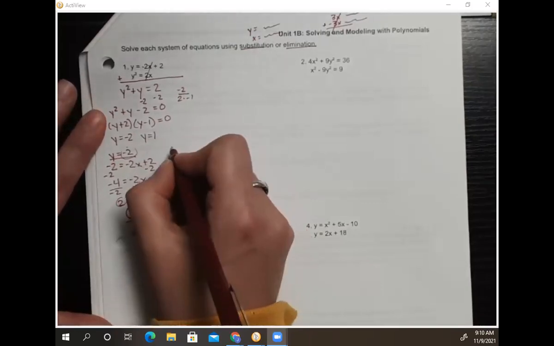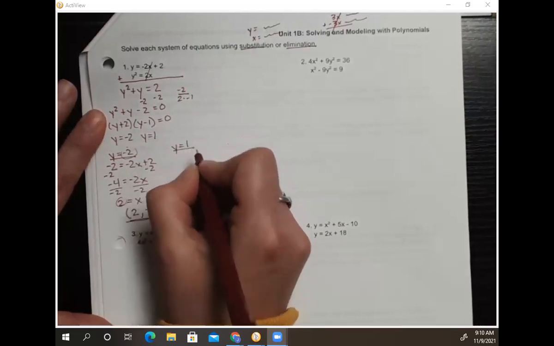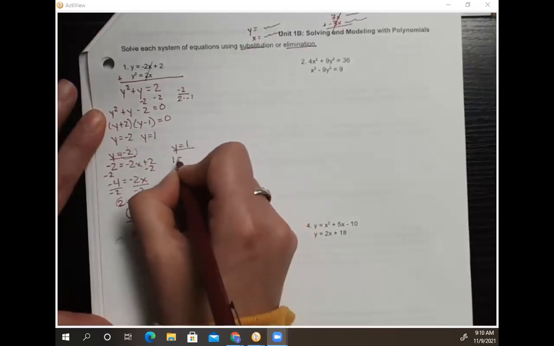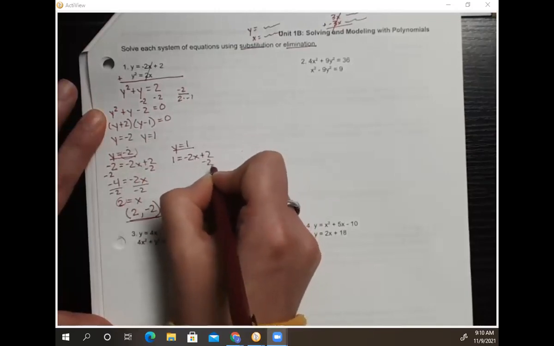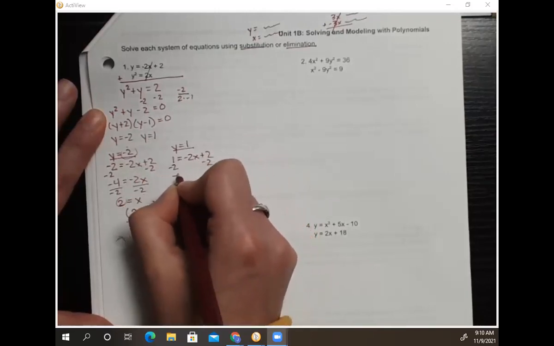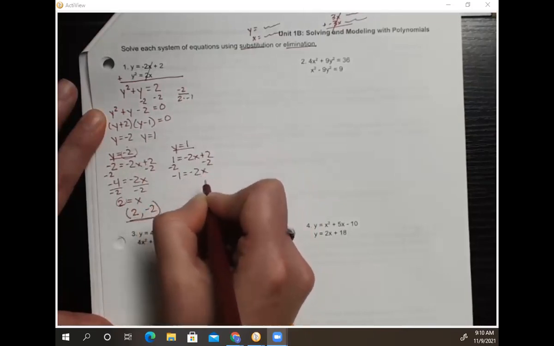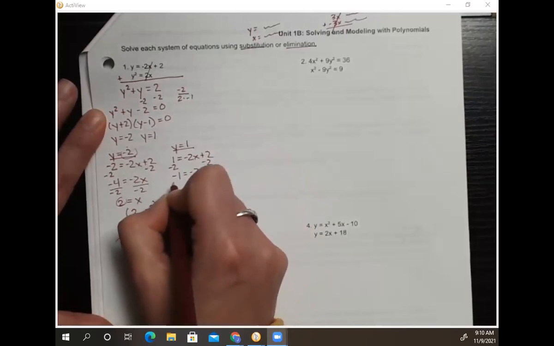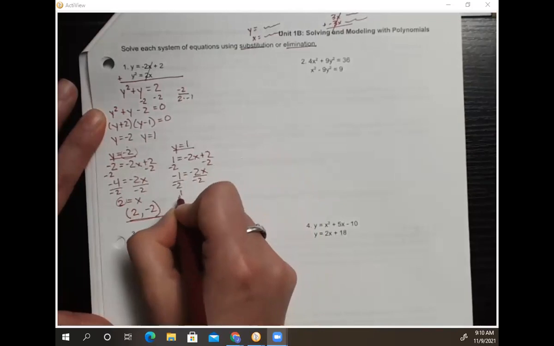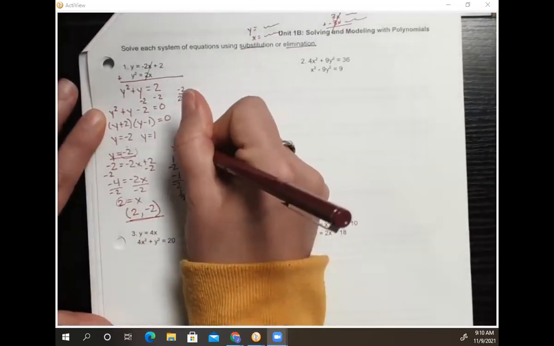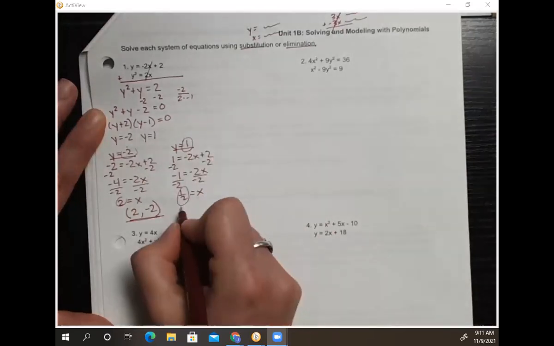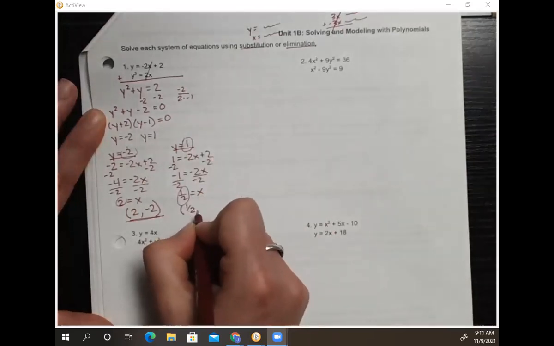I'm now going to plug in my other y value. So this would be 1 equals negative 2x plus 2. Move the 2 to the other side, and I get negative 1 equals negative 2x. Divide both sides by negative 2, and I get 1/2 equals x. So there's my y value, there's my x value. Write your solution as an ordered pair, 1/2 comma 1.